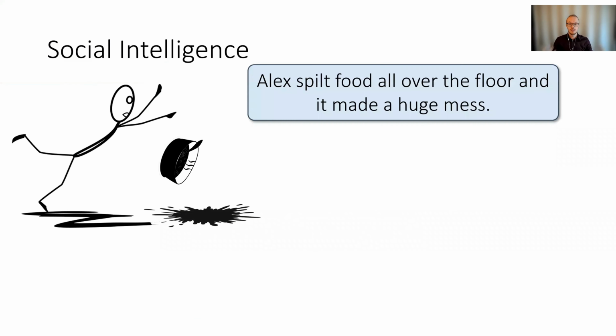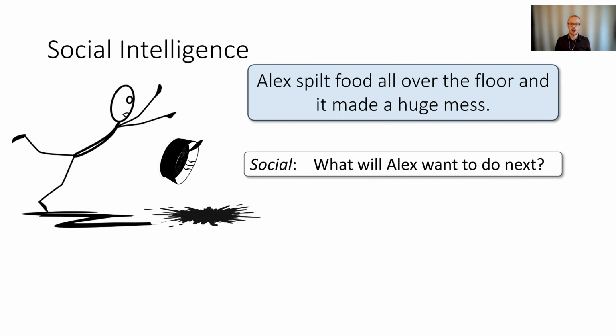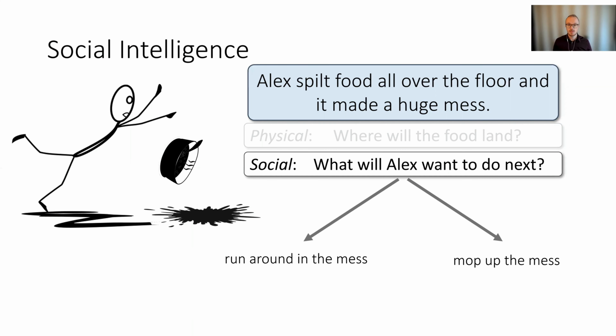Given a situation like Alex spilled food all over the floor and it made a huge mess, social intelligence enables us to understand the mental states of others and reason about their motivations and their likely next action. For example, we can think about what Alex will want to do next. This is in direct contrast to physical common sense, which would be about inferring the states and locations of objects, for example, where the food landed. Social intelligence enables us to say that after spilling food all over the floor, Alex might want to mop up the mess, and that's more likely than that they will want to run around in the mess.